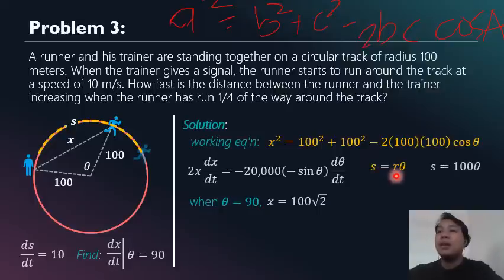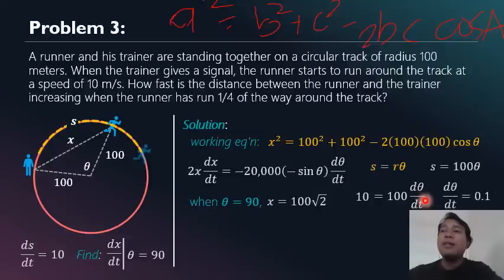Let's substitute first. Because r is 100, s will become equal to 100 times theta. And then we differentiate it. Differentiating s with respect to t gives us ds over dt. The 100 is just a multiplier. Then the derivative of theta with respect to t is d theta over dt. Now you can use the given ds over dt, which has a value of 10. If I divide both sides by 100, I can solve for d theta over dt, which is 10 over 100, that's 0.1. So now our d theta over dt is 0.1.